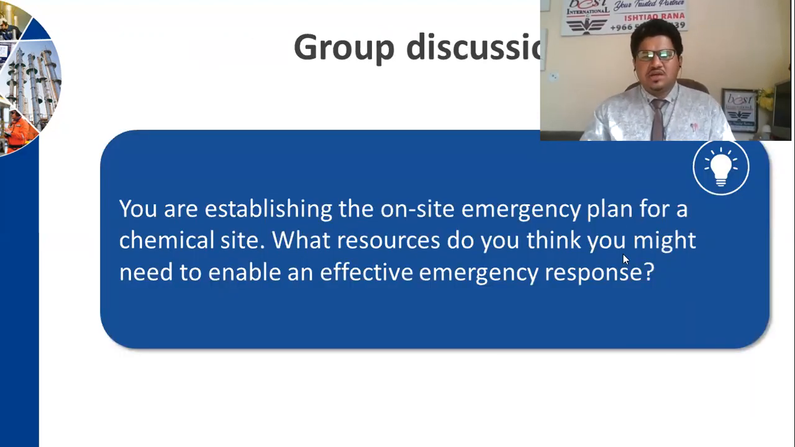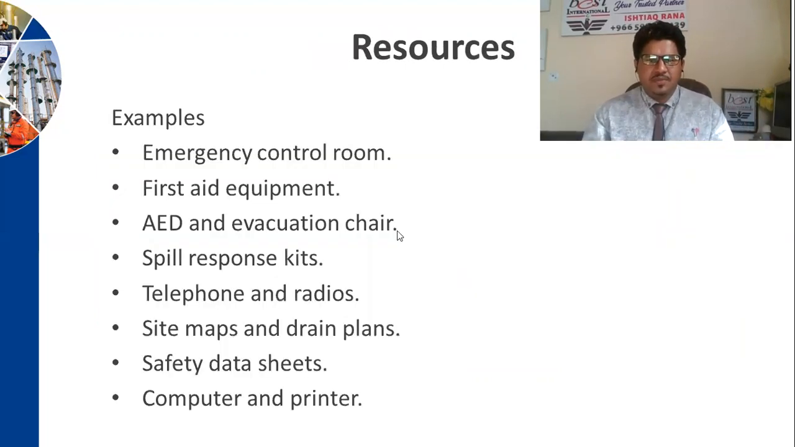You are establishing the on-site emergency plan for a chemical site. What resources do you think you might need to enable an effective emergency response? Think about it; it's not always just about studying NEBOSH theories. You can also see your internal procedures and what they tell you. But examples of resources, remember: you need an emergency control room, first of all. You need first aid equipment. You need an AED, an automatic device for artificial breathing and for giving shock actually.